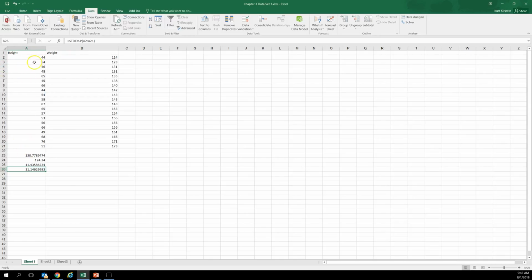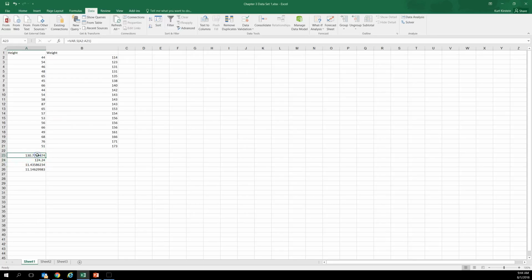If you come down here and you look, I have put in equals var.s. That's variance for the sample. A2 to A21, and that's what is in my range there, A2 colon A21. Remember the equal sign, otherwise it will think you're typing text. And this becomes a function to calculate the variance for my sample. And the variance for my sample is 130.78 if you're rounding. I do the same thing for the variance for my population. The variance for my population, var.p, in my parens, A2 colon A21, and it gives me a variance of 124.24.